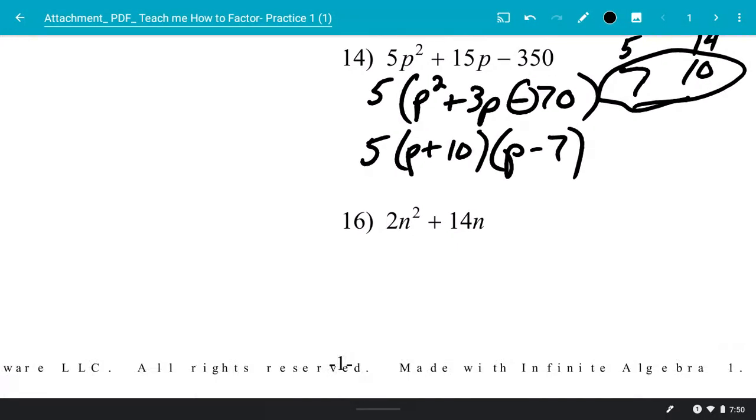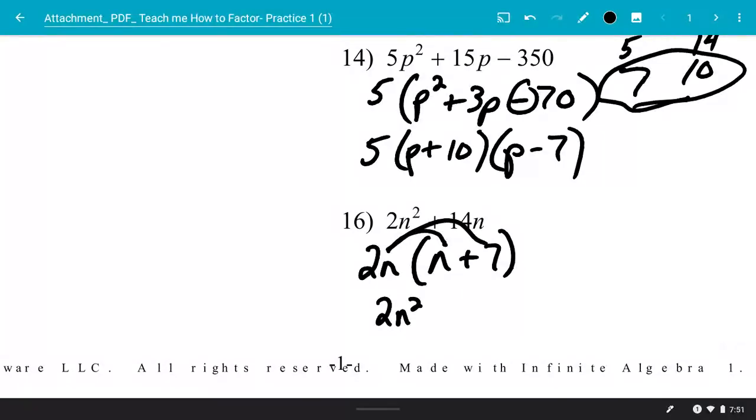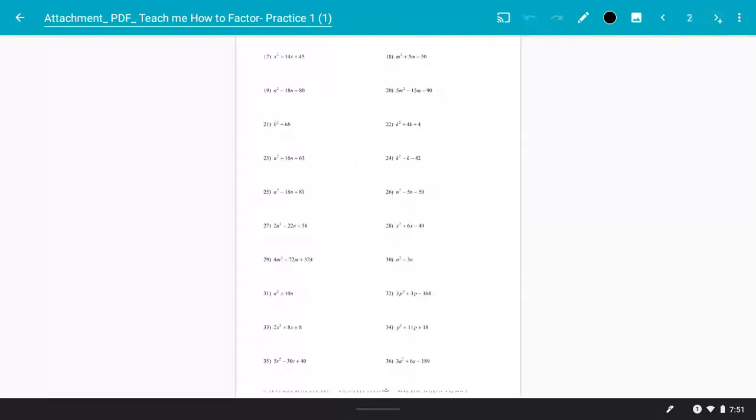Number 16, is there a GCF? Yes, I can pull out a 2 and an n. I'm left with n plus 7. Now, how do we check ourselves? Like, I did that really fast and made it look easy, but it wasn't. But how do we check ourselves? Remember, we can multiply it back to see if it works. 2n times n is 2n squared. 2n times 7 is 14n. So yes, absolutely worked. Next page.